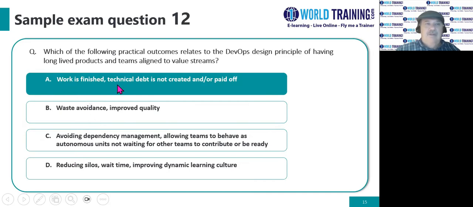Let's see, work is finished, technical debt is not created or paid off. Okay, well, that's true, but you certainly don't want to just load more technical debt, but I don't yet understand why these teams would never create technical debt. I guess I'm being a little bit of a purist. Anyhow, this is an example.